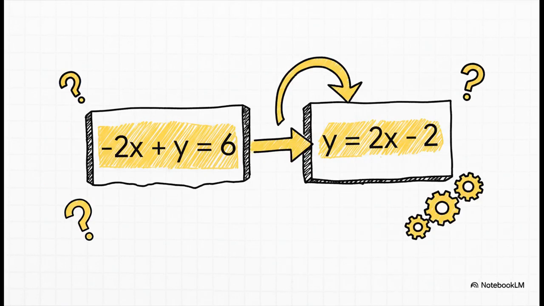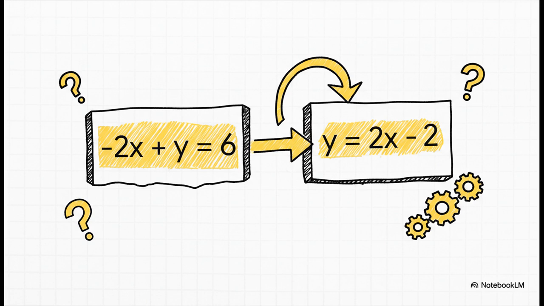Okay, round 2. Let's try another system. We'll do the same thing. We'll take 2x minus 2 and plug it in for y in that first equation. That gives us -2x plus 2x minus 2 equals 6. And look, it happened again. The -2x and the plus 2x cancel each other out.